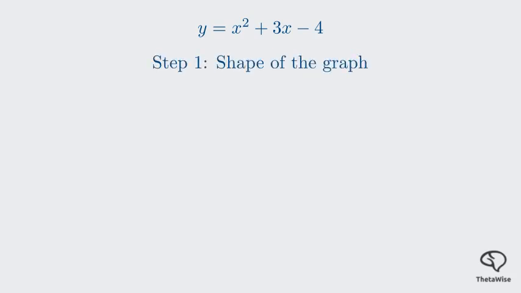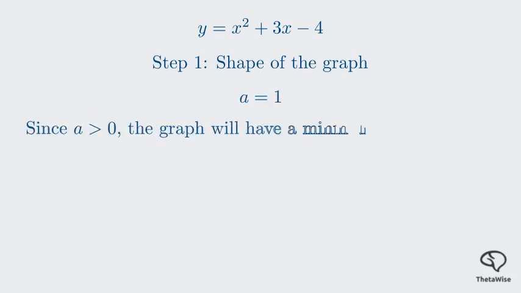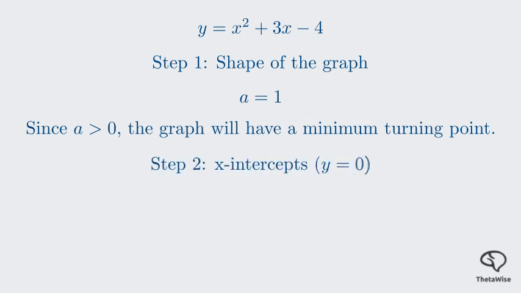Step 1. Determine the shape of the graph. We look at the value of a. Since a equals 1, which is greater than 0, the graph will have a minimum turning point. This means our parabola will be U-shaped. Step 2. Find the x-intercepts. We set y equal to 0, which gives us the quadratic equation x squared plus 3x minus 4 equals 0.